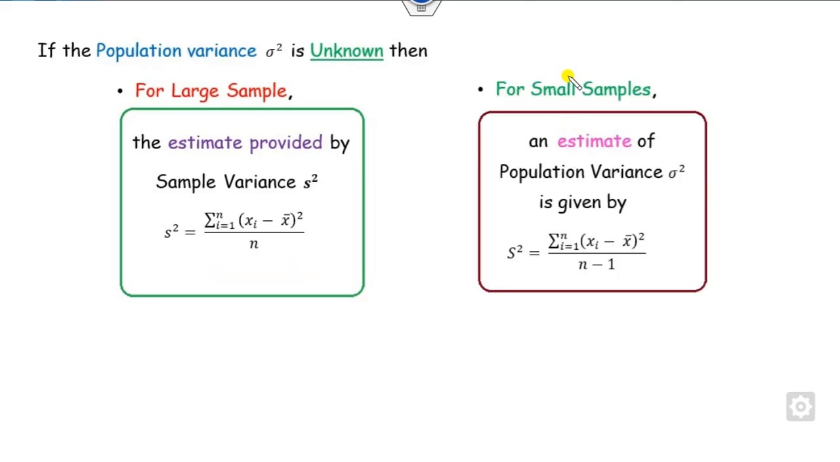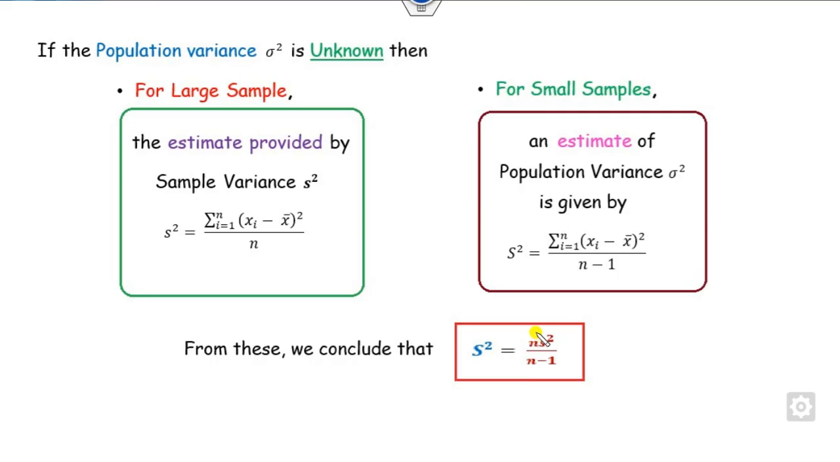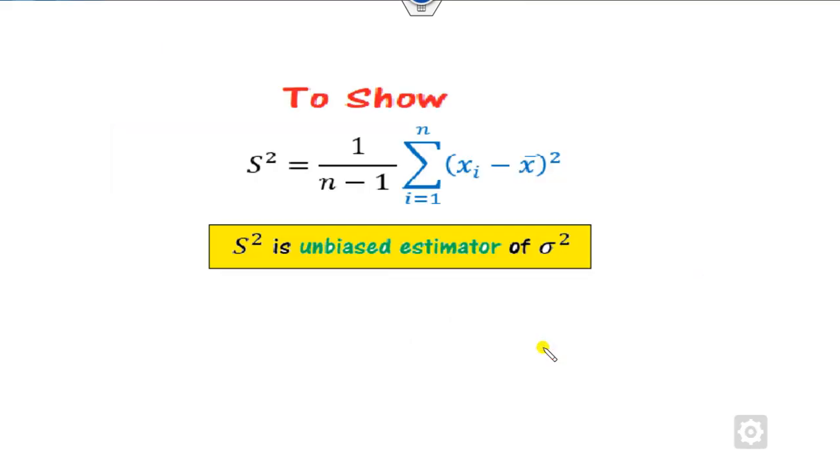Now whenever you are talking about the small sample, we divide by the degree of freedom, and in this video we will prove that this capital S square is the unbiased estimator. Again, if you look at equation number 1 and equation number 2, you can simplify and get the relation between them. Now let's see how you can prove that.